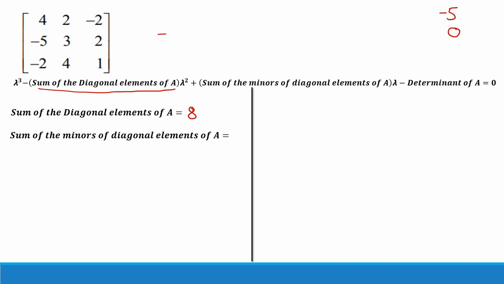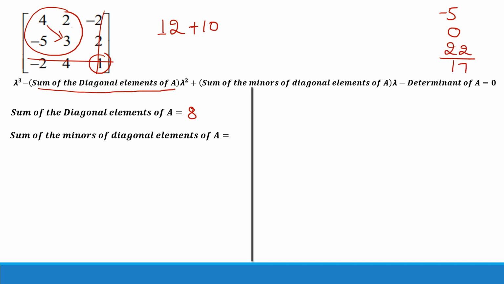What is the third diagonal element? 1. Leave this column and this row, then find the determinant of this. 4 into 3 is 12, minus of this, so this will be plus 10. So this will be 22. If you add, you will get 17. So we need to write the sum here. So the sum is 17, right?